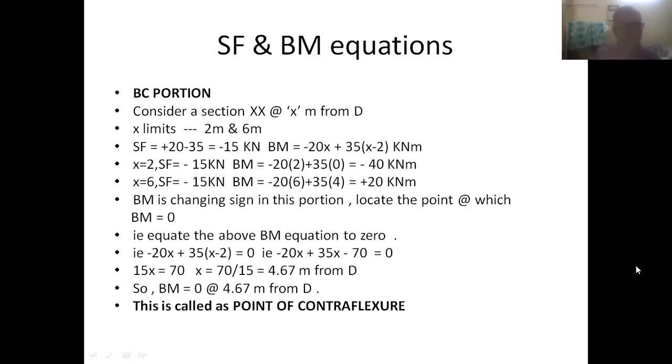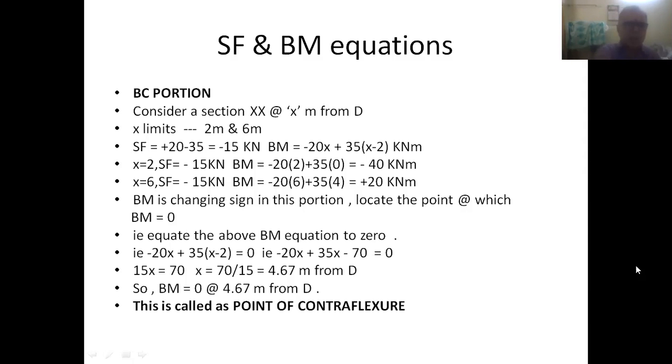And again, this equation is totally free of x value. So therefore, at x equal to 2, this will be equivalent to minus 15 kilonewtons. At the upper limit also, the value of SF will be equivalent to minus 15 kilonewtons.